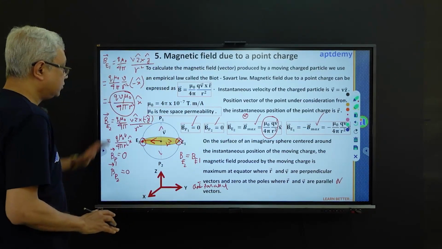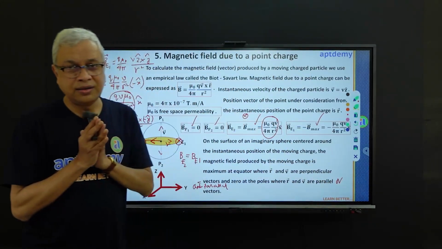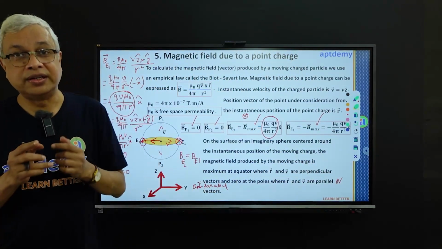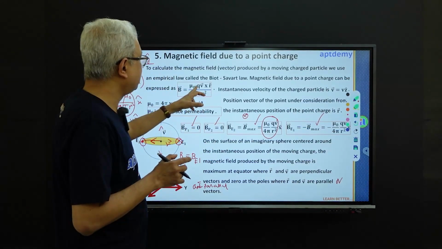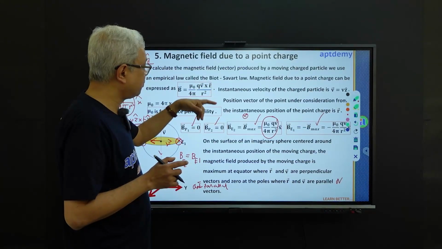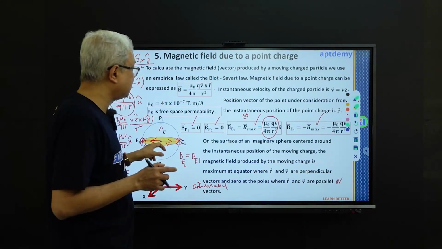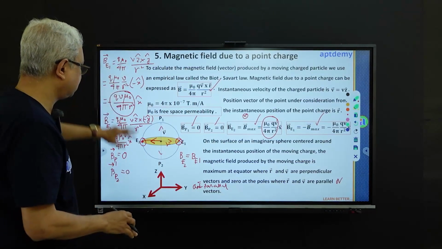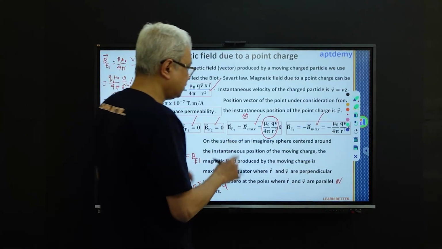Okay, so I think this part is clear. So we have learnt that a moving charge produces a magnetic field surrounding it, and to calculate that magnetic field, we have to use this formula, where V is the instantaneous velocity of the charge, and R is the position vector of the point under consideration where you are interested to find the magnetic field with respect to the instantaneous position of the charge. So this is the formula, and how the formula can be used, that we have illustrated with such examples, computation of magnetic fields at E1, P1, E2, P2. Okay, I think this point is clear.